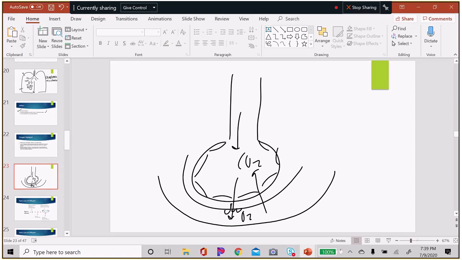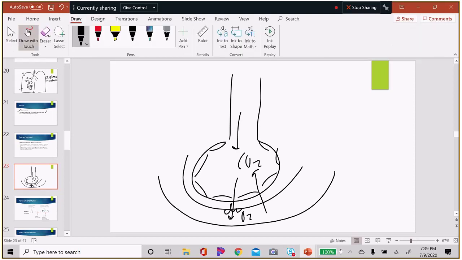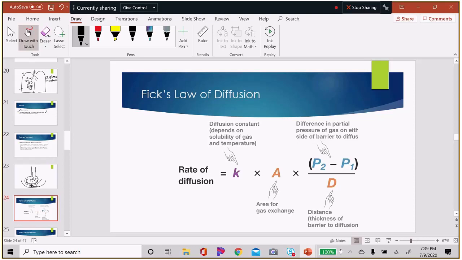And there are problems that can occur here too that would potentially affect how well gases can move back and forth between the alveoli and the blood vessel. And that is what we're talking about here with Fick's law of diffusion. So the rate of diffusion, or how well oxygen can go into the blood supply and carbon dioxide can leave, is based on a constant which you would never have to calculate.